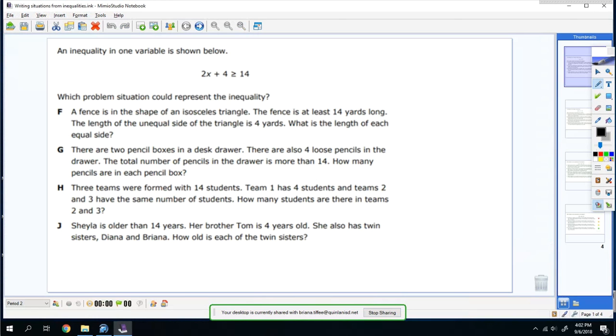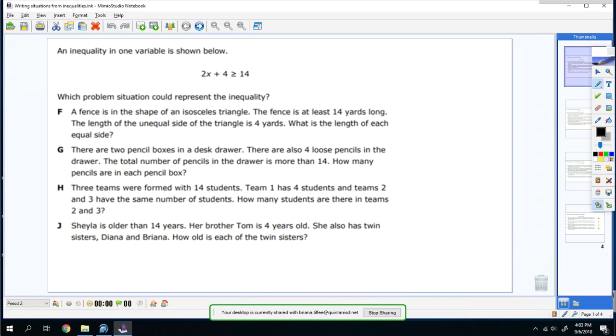Alright, so yesterday, y'all wrote inequalities. Today, what you're going to do is take inequalities and write situations from them. So it's like the same thing we did on Wednesday this week. We have the inequality 2x plus 4 is greater than or equal to 14. Which problem situation could represent the inequality?